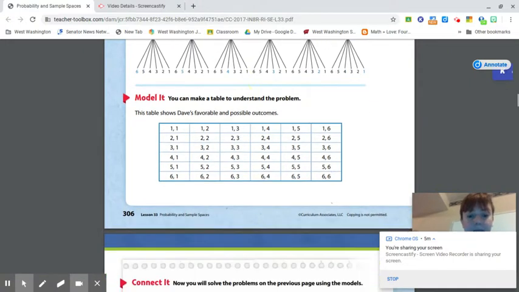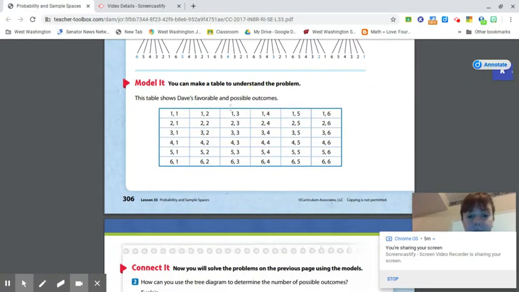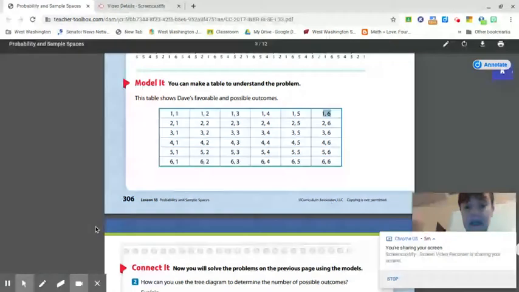But okay. And then here are Dave's favorable and possible outcomes. So the favorable ones are 6 and 1, 5 and 2. So you can just list out all the possibilities, I guess, all the possible outcomes, and then go back through and highlight the ones that actually make 7, because that's what he needs.